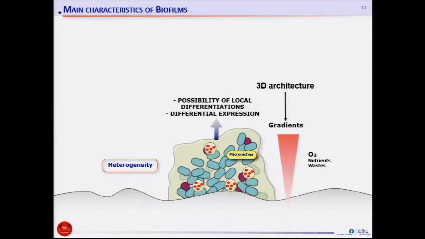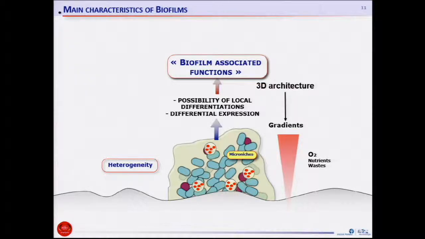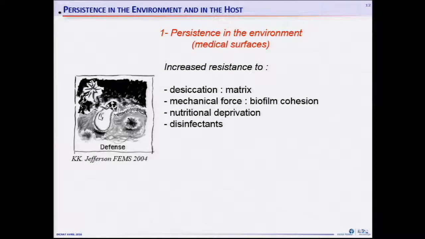Because of this, you have the possibility of local differentiation and differential expression of genes. And then we expect biofilm-associated functions that are different from the ones found in free-living bacteria. So what are the consequences of this? The first consequence is that these bacteria, when they are in the environment, so I put medical surface, but this is true for any type of environment, have an increased resistance to a lot of different things, including desiccation, mechanical force, nutritional deprivation, and disinfectant.